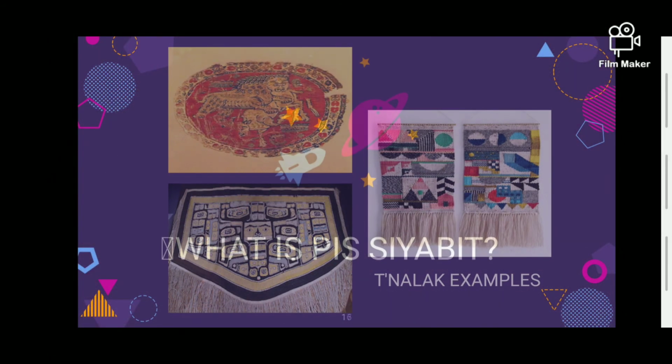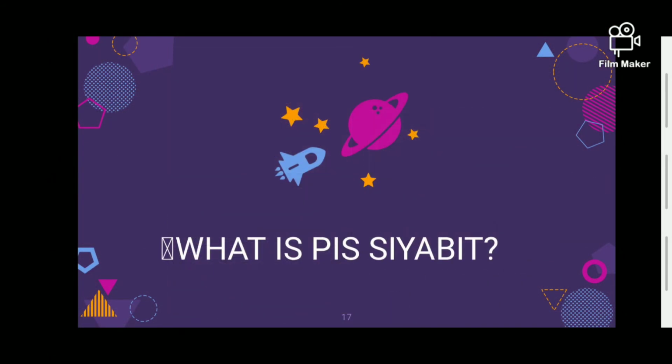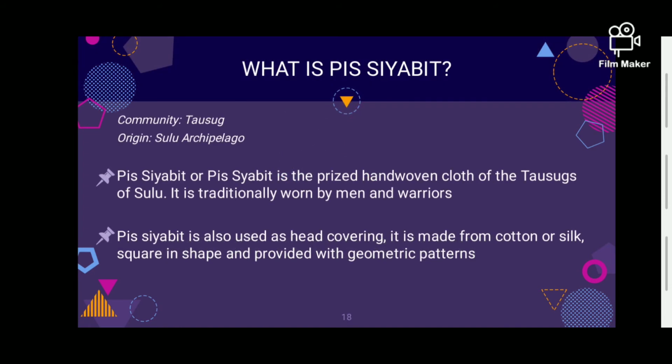Now we should proceed to Pis Syabit. So what is Pis Syabit? Community: Tausug. Origin: Sulu Archipelago, Philippines. Pis Syabit, or Pis Siyabit, is a prized hand-woven cloth of the Tausugs of Sulu.